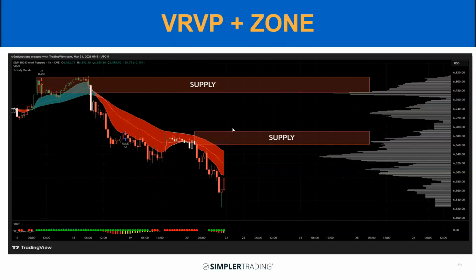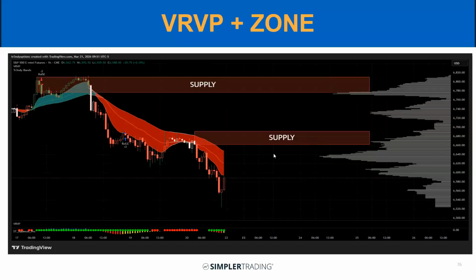I thought something weird was happening. So we have a supply zone, we have confluence, and if you guys like to see that, this is going to really help you out here. Okay. And again, these are really easy settings. These are your volume shelves. This is your supply zone.